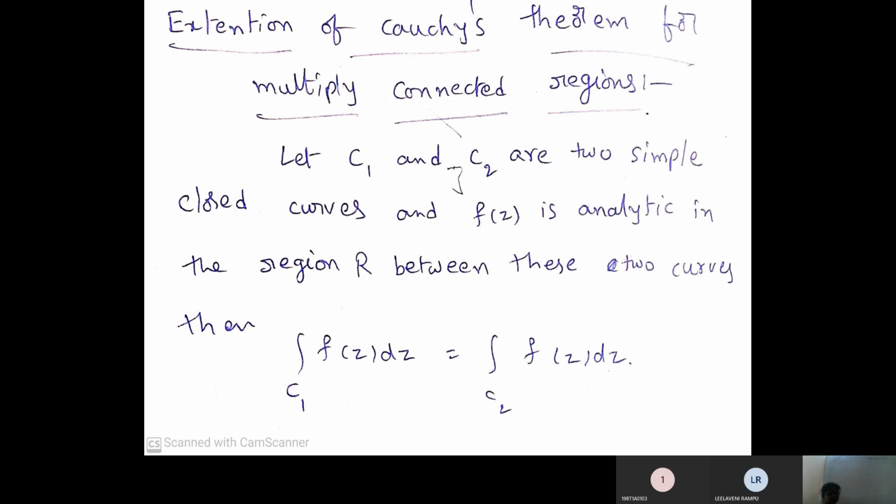So let C1 and C2 be two simple closed curves. We have two simple closed curves, C1, C2. And f(z) is analytic in the region between these two curves. So this R is in between these two curves. R is the region between these two curves, and f(z) is analytic in this region. Then integral over C1 of f(z) dz equal to integral over C2 of f(z) dz. That is the extension of Cauchy's theorem.